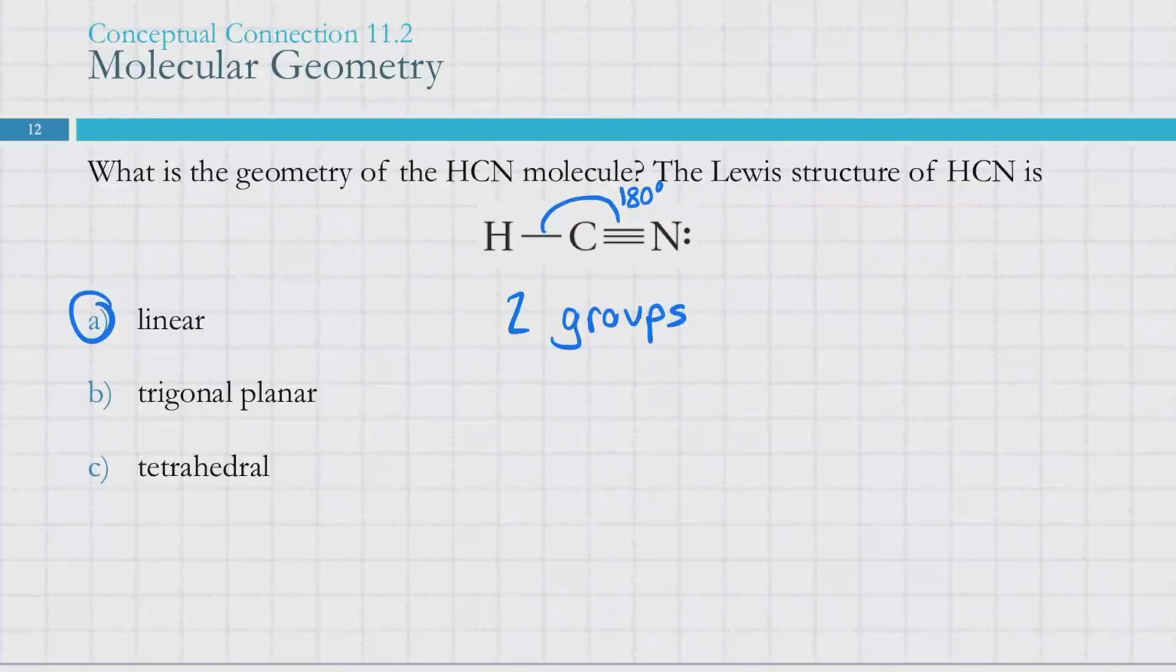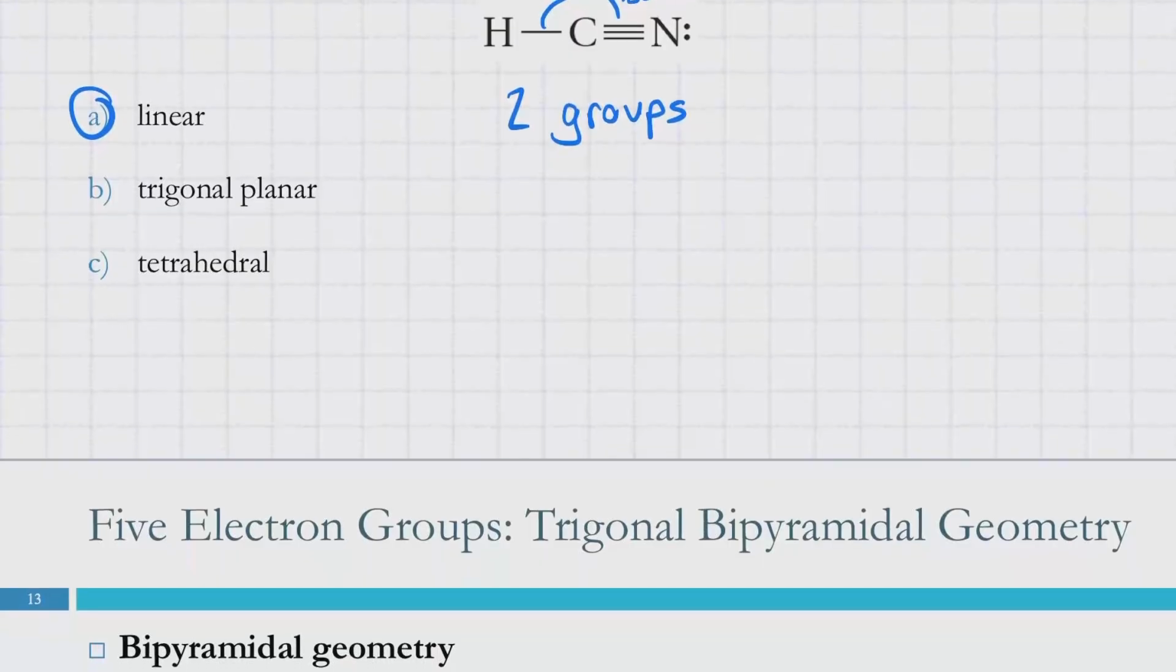So it doesn't matter what bonds we have. If you've only got 2 groups and it's linear, the furthest they can get away from each other is 180 degrees. Doesn't matter how strong or weak those groups are. It's always going to be that 180.